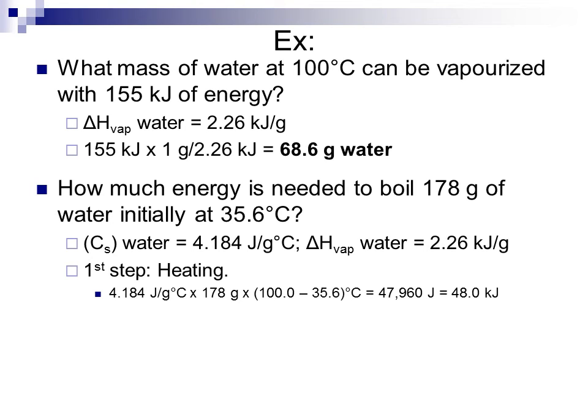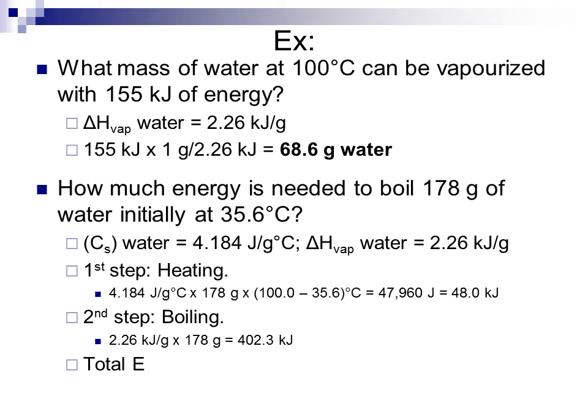We multiply the specific heat capacity by the mass and the change in temperature, and that gives us 47,960 joules, or 48 kilojoules. The second step is taking the amount of substance and boiling it. So the 2.26 kilojoules per gram times 178 grams gives us 402.3 kilojoules needed to boil the water. The total energy then is a combination of the two at 450 kilojoules.